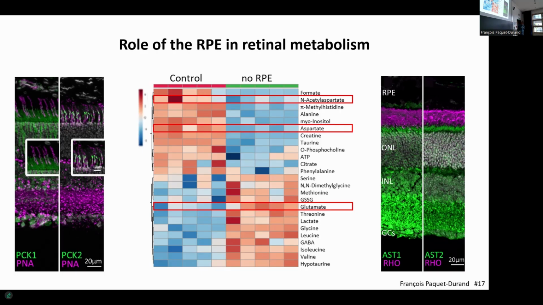And this enzyme is strongly expressed in the retina, the AST1 isoform, and the AST2, that's the mitochondrial isoform, is expressed also. You can see this line up there in the inner segments of photoreceptors. So photoreceptors would be able to convert glutamate into aspartate by transaminating this. And what would that do to metabolism?